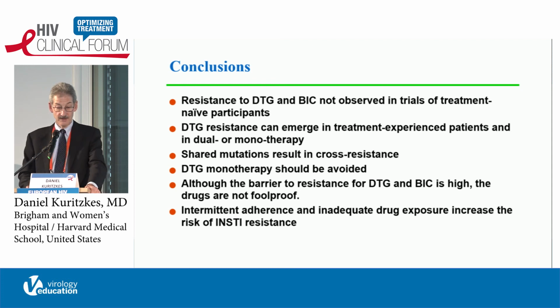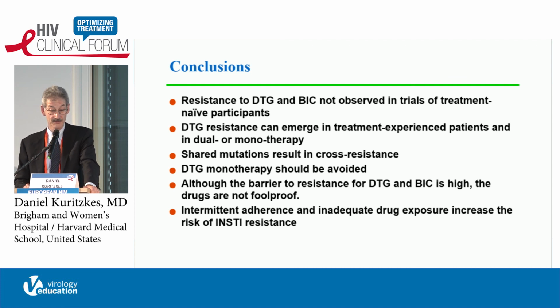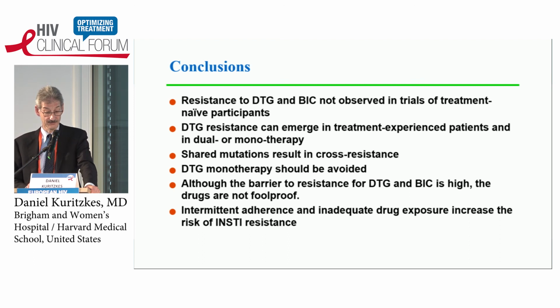So to conclude, resistance to dolutegravir and bictegravir has not been observed in trials of treatment-naive participants, but it can occur. Dolutegravir resistance can emerge in treatment-experienced patients on either dual or monotherapy, which I haven't really discussed with you. Shared mutations result in cross-resistance. Dolutegravir monotherapy should be avoided at all costs. Although the barrier to resistance to both of these second-generation integrase inhibitors is high, these drugs are not foolproof, and intermittent adherence or inadequate drug exposure can increase the risk of resistance to these drugs.